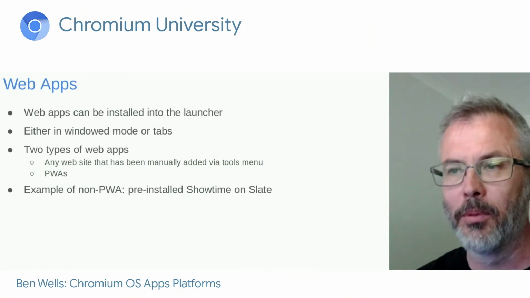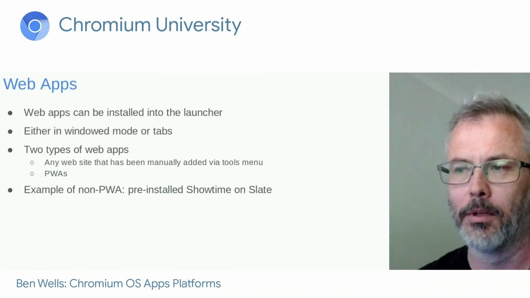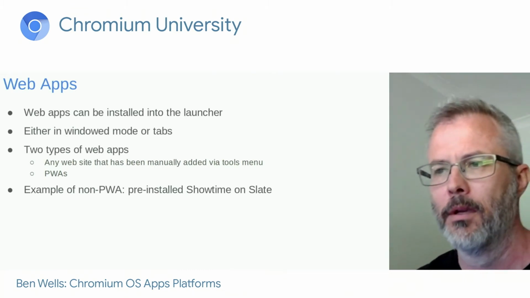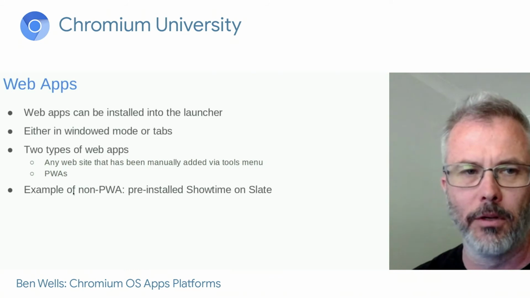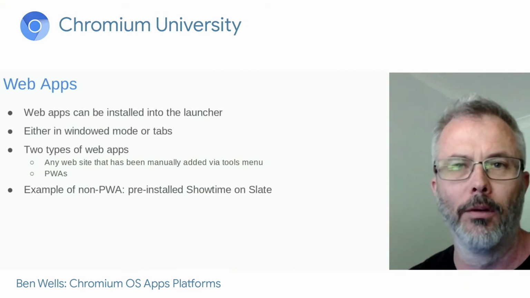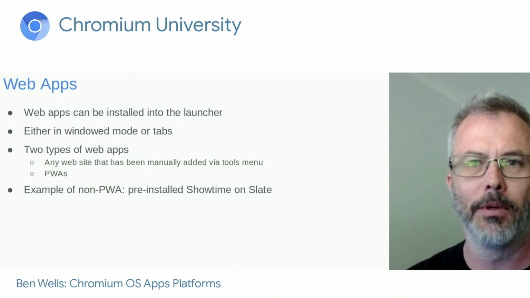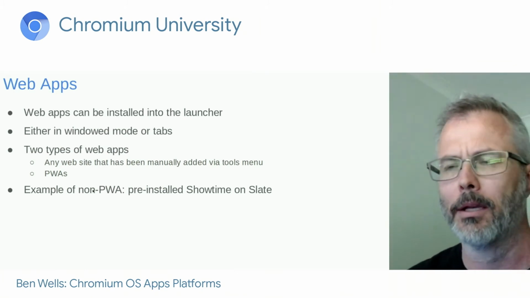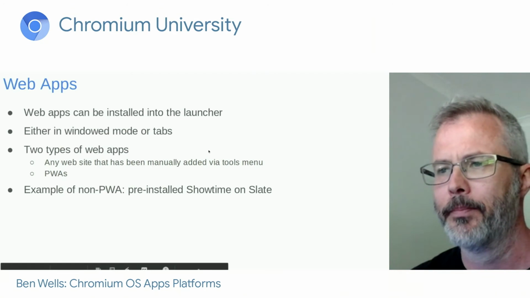An example of a non-PWA web app is Showtime, which is pre-installed on the Pixel Slate devices. Or, if you want to try it, anyone can go and use Gmail in a window by getting into your Gmail app, going to the three-dot menu, and I think under More Tools, there's Create Shortcut.